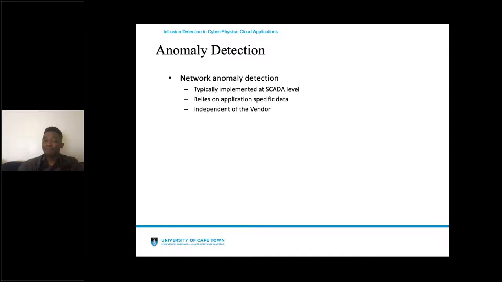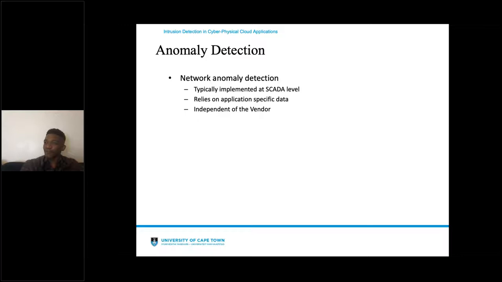This could be implemented at various different levels. We've got network anomaly detection that could be implemented at the SCADA level, and this is dependent on the specific application. Are you working in a water distribution system, a manufacturing plant, or an electrical grid plant? Those are the things we're considering in network anomaly detection. This is independent of the vendor. It doesn't matter what computer or PLC or switch you are using; it's specifically on the application and how that works.